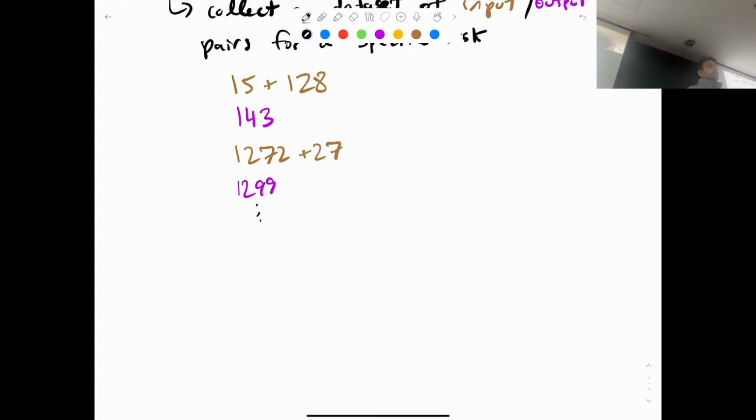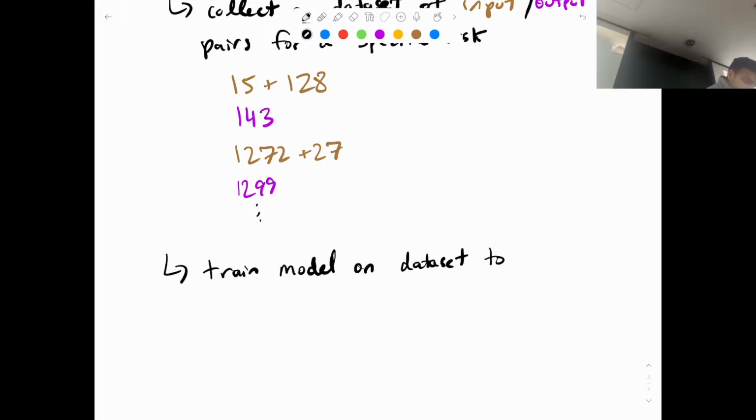Okay, so let's say we have this data set for whatever task, addition or sentiment classification or topic labeling, or anything that you care about. The next step is to train the model on your data set to minimize the negative log likelihood on the output tokens.